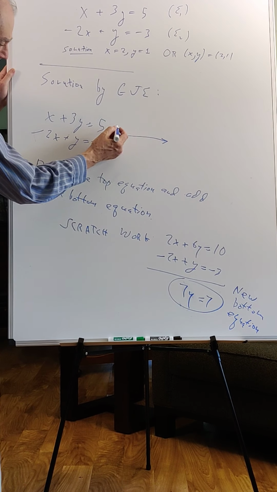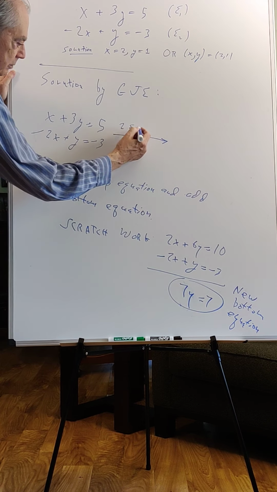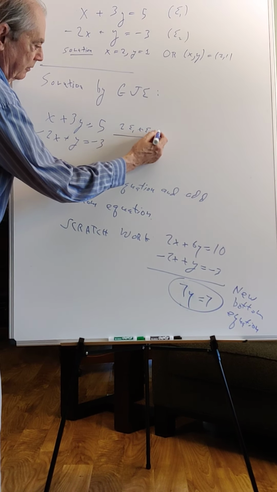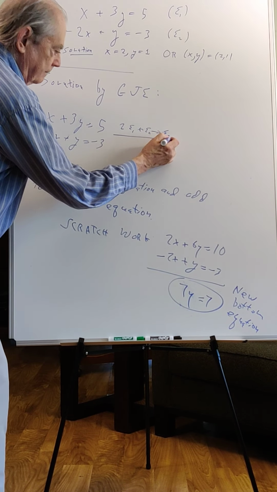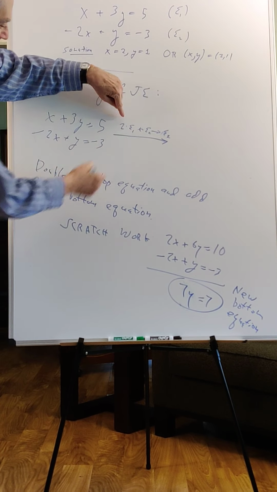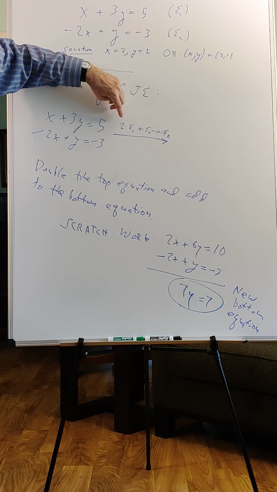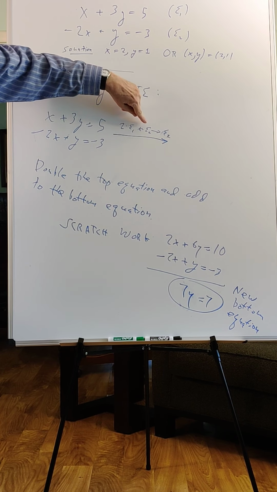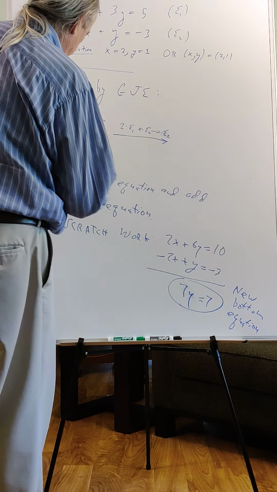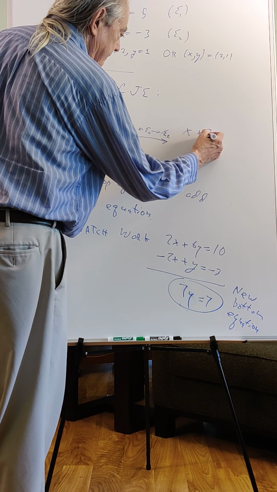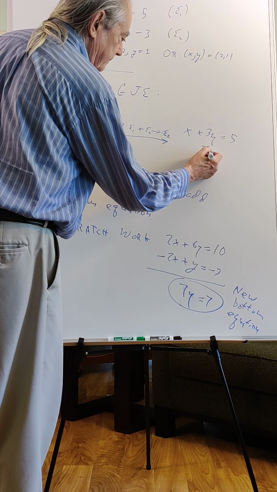All right, now here's how we write this operation. We double this equation, add it to this one, and what we get replaces this one. So 2 times E1 plus E2 replaces E2. I'll have to read this because you can't see it probably on your phone or computer. So we have x plus 3y is 5 and 7y is 7.